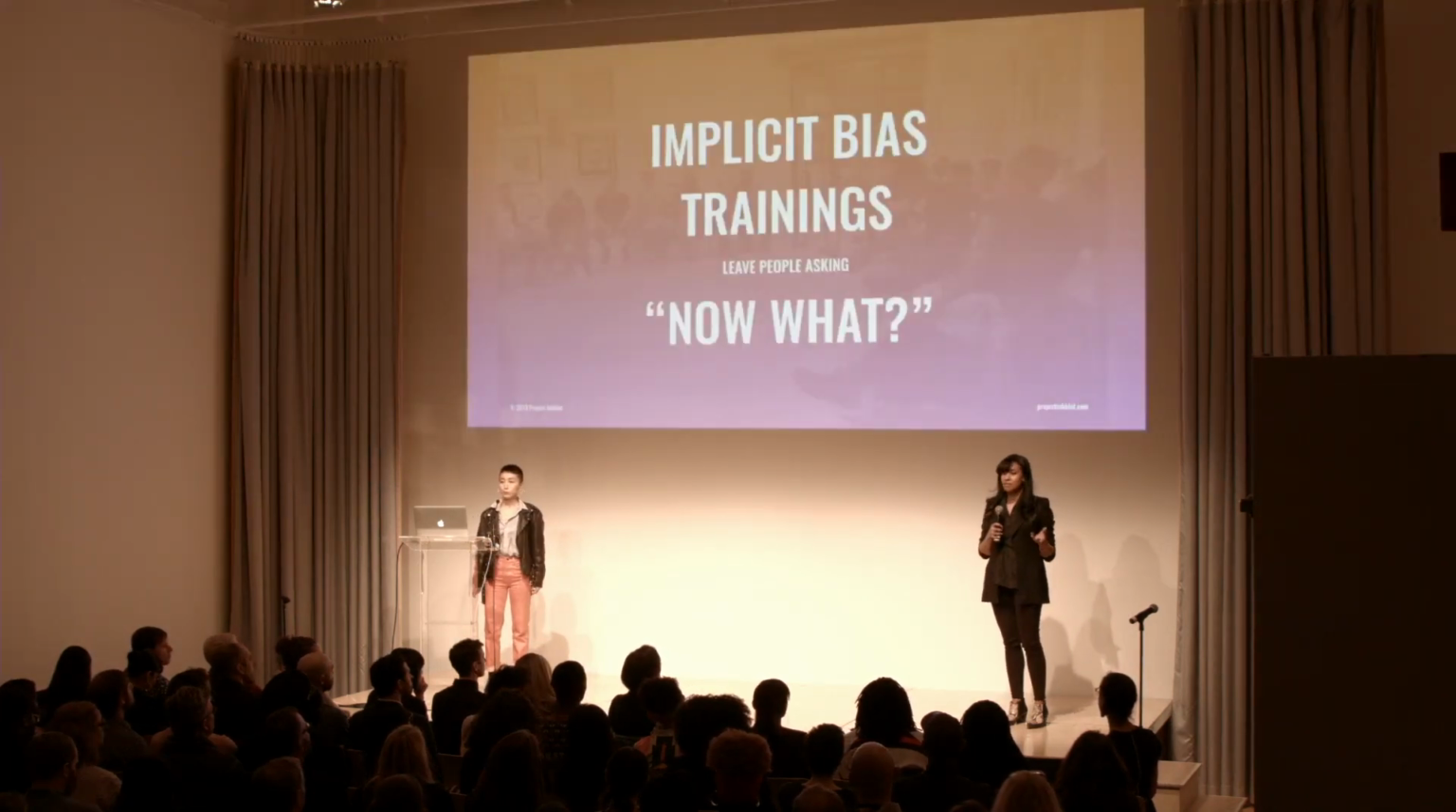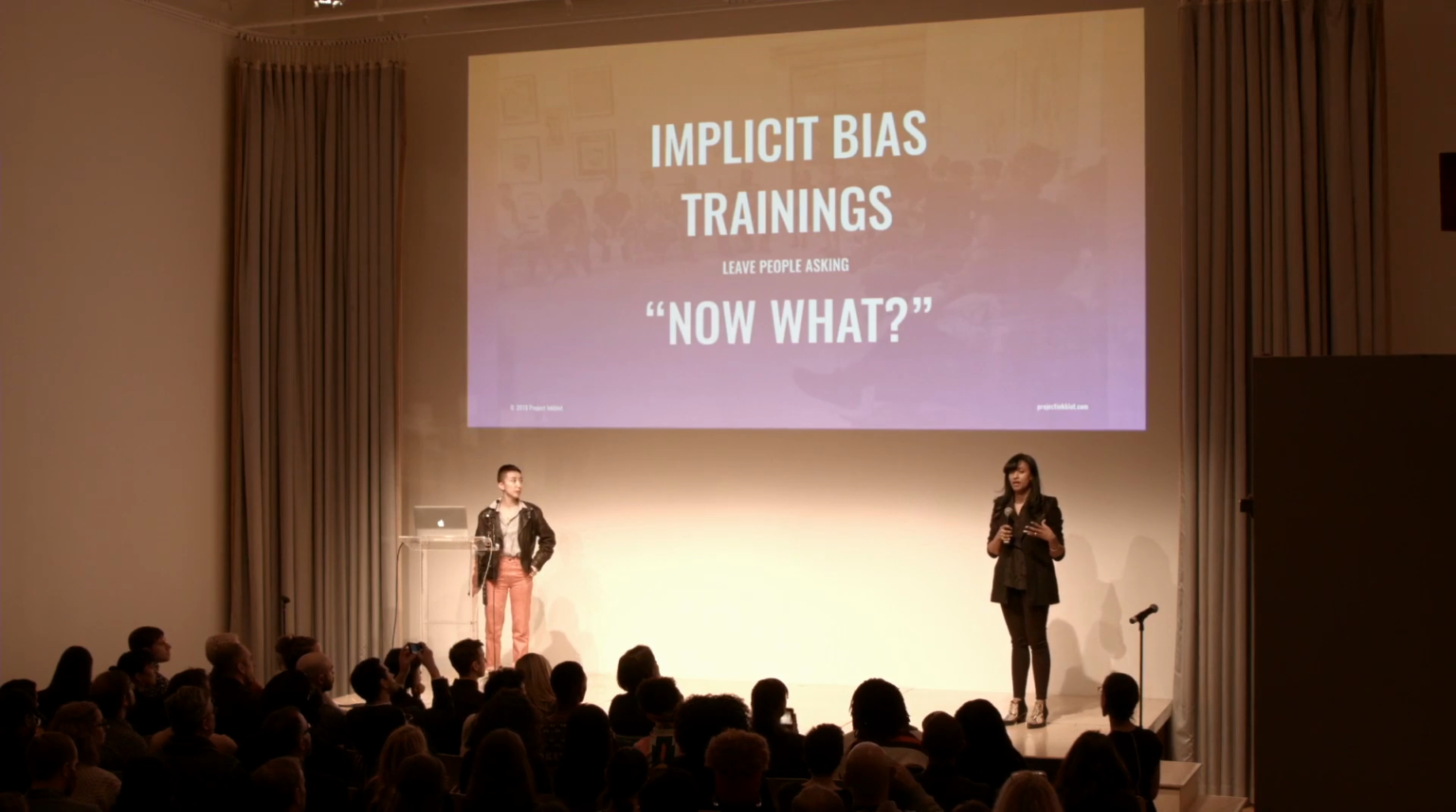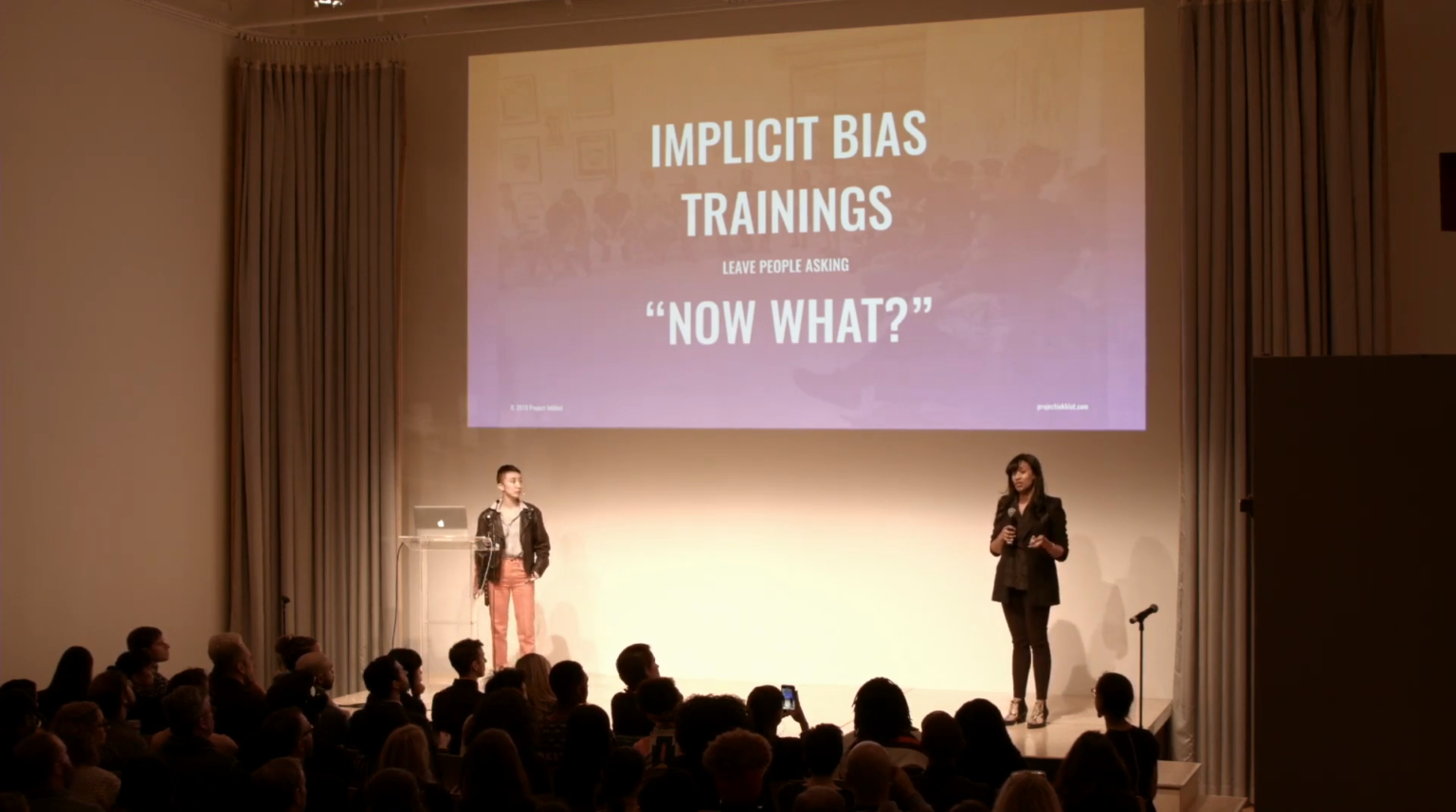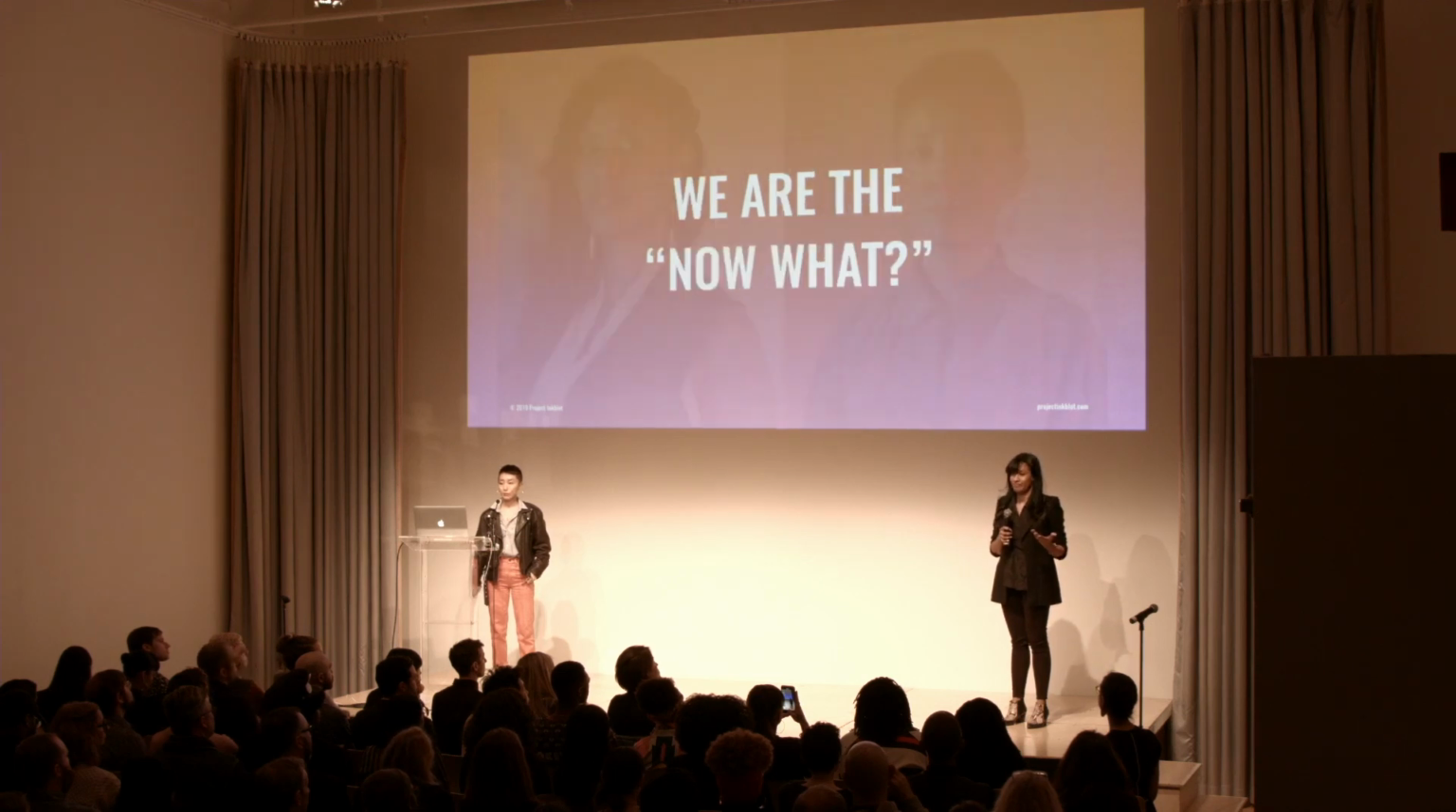So when we work with companies who are faced with diversity, equity, and inclusion challenges, typically their solve is to run implicit bias trainings. And while those can be useful and are really helpful, that's identity work, it happens for the rest of our lives. It leaves employees saying, okay, well now what? So we are the now what?